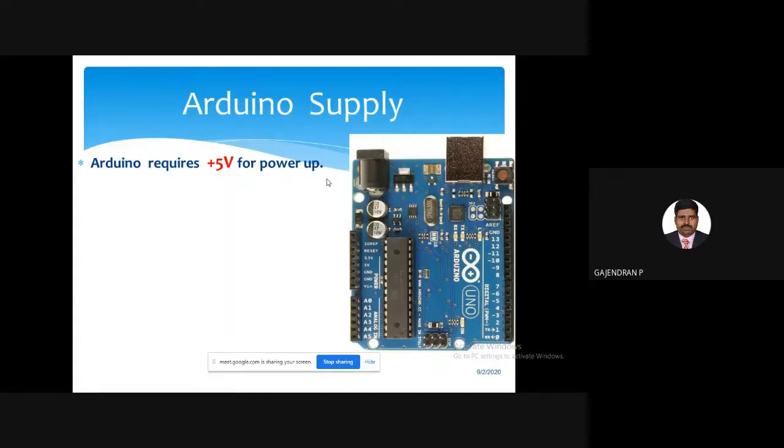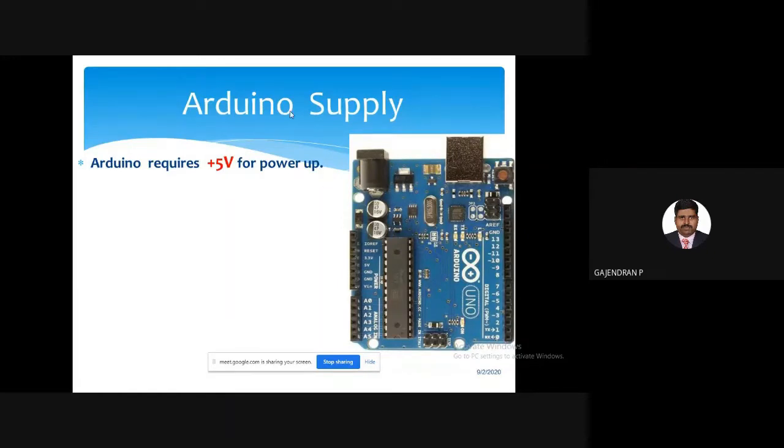See, very simple. All the microcontrollers operate on direct current. Do you have any doubt with this? Whether I need to give AC supply or DC supply? Can anyone type it in the chat box? Whether I need to apply DC supply to the controller or AC supply? DC, okay, DC, very good.